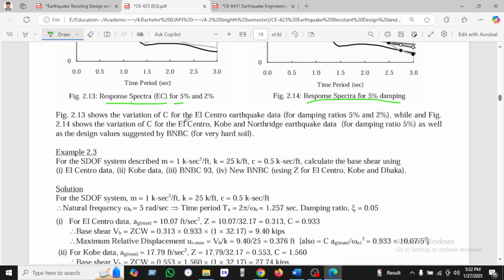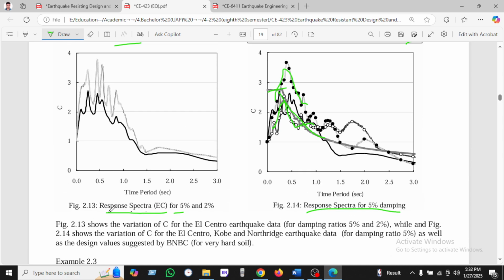Figure 2 shows the variation of C for El Centro, with damping ratios of 5% and 2%. This figure shows the different C values for El Centro, Kobe, and Northridge, with data for a damping ratio of 5%, as well as the design value suggested by BNBC.